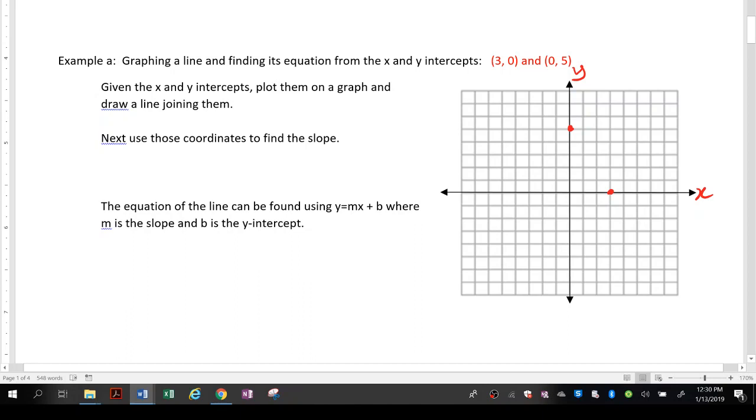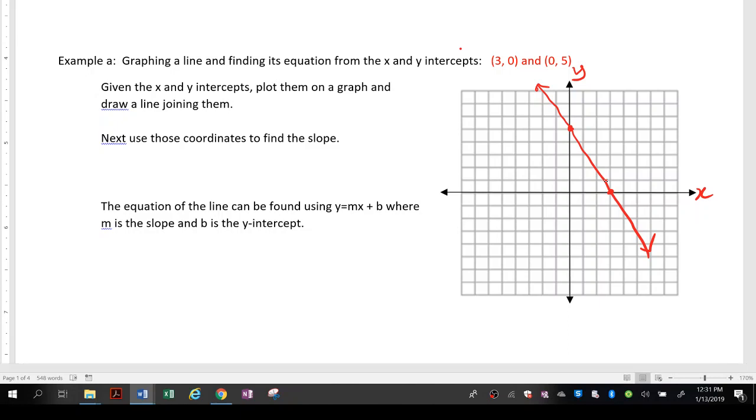Now we can join these 2 points, and I will try my best to draw a straight line through there. We'll keep it going up there. There we go. And this is the graph of that line. So we've plotted those 2 points and drawn a fairly straight line through them, and that is the graph of the line. Now we can use those 2 points to find the slope of the line, and then we can use that to find the equation of the line.